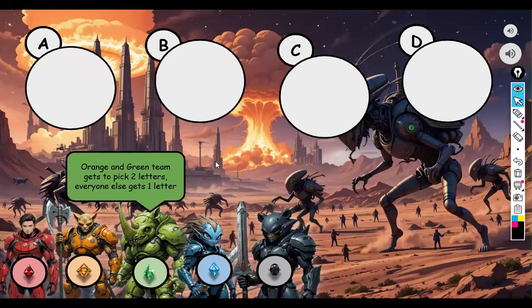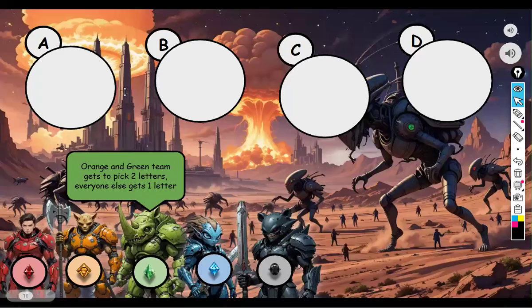All right, so let me see. Team orange and green get to pick 2 letters. So remember at the beginning of class, you chose a team. So team orange and green can choose any 2 letters. Every other team only gets 1 letter. So I guess there's a little bit of favoritism here for orange and green. Don't worry, the other teams will get favoritism later on. Right? So red, blue, and black, you only get 1 letter on the board. Let's see what you guys got.